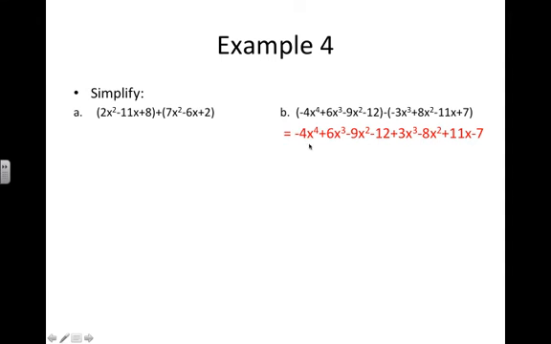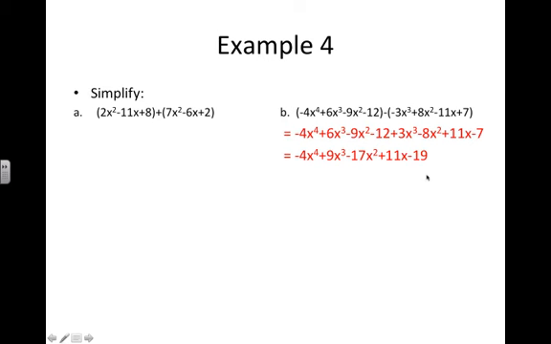Now negative 4x to the 4th is the only x to the 4th term, so we just write that down. 6x cubed plus 3x cubed is 9x cubed. Negative 9x squared minus 8x squared is negative 17x squared. Let's see, there's not an x term there, so let's keep going until we find one. So we've got 11x. It doesn't have a buddy to combine with, so it's just plus 11x. And then we'll go back and we'll pick up that negative 12 minus 7 gives us negative 19.